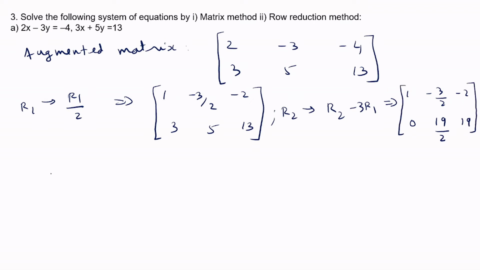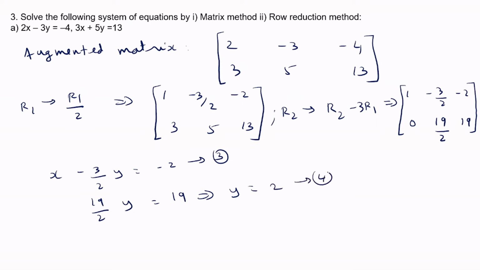Now we can write the first equation. First equation: X minus 3 by 2 Y is equal to minus 2, and the second equation is 19 by 2 Y is equal to 19. So if we mark this as 3, from here we get Y is equal to 2. So now we can substitute Y is equal to 2 here. So we get X is equal to 1. So the solution is X is equal to 1 and Y is equal to 2.